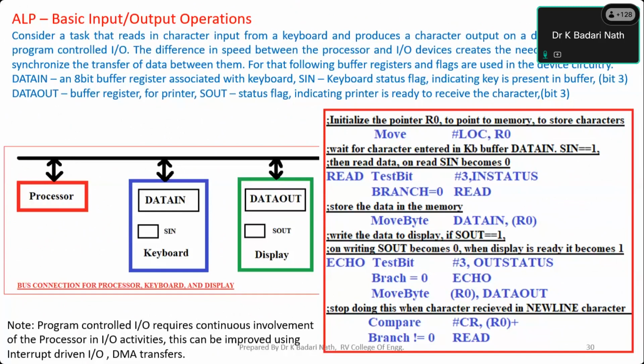Now we know that after the 0 flag is affected, in the next instruction I can look for the 0 flag by using a branch instruction. Branch equals 0 means if the previous instruction has produced the 0 answer, go back to the read. So go back to the read means keep on reading until what? SIN becomes 1. Whenever SIN becomes 1, then what do we do? We come back to the next statement, then read the data present in the keyboard buffer data in and store it in the memory location pointed to by the pointer R0. So this is how slower input devices are interfaced at the low level by the processor.